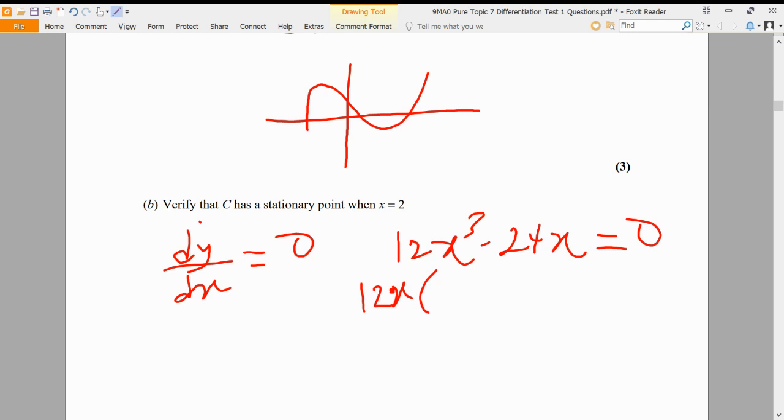When you bring that out, you have x squared minus 24 divided by 12, that is what? 2.